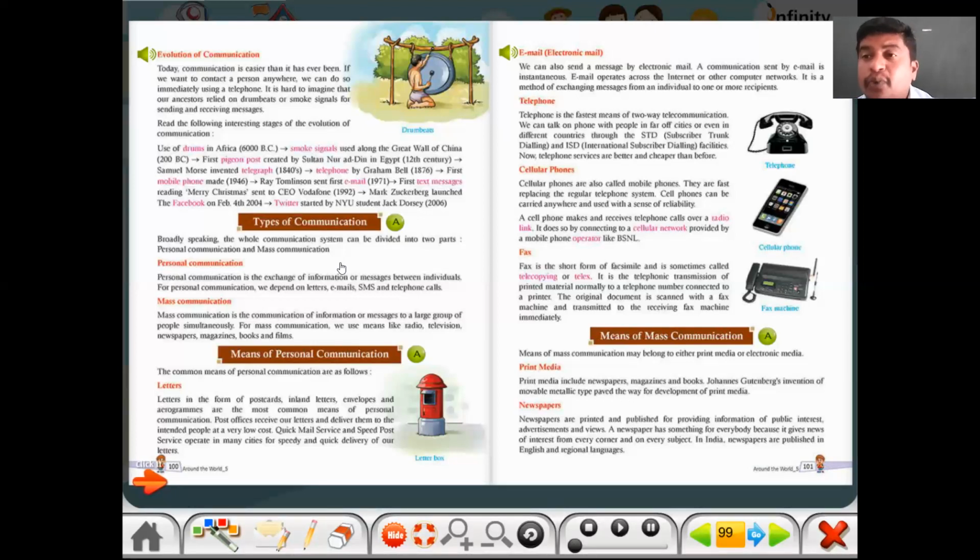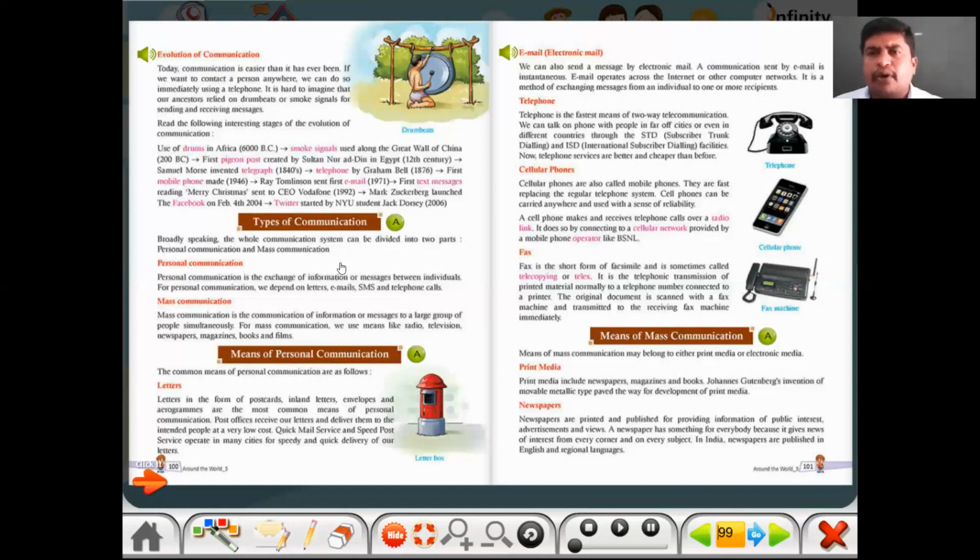Is it possible to work in mobile? Is it possible to watch a movie in mobile without network? No. Like that, you cannot send a message on a laptop or a system without a net connection. Right? It is a method of exchanging messages from an individual to one or more recipients. Okay, this is called email.